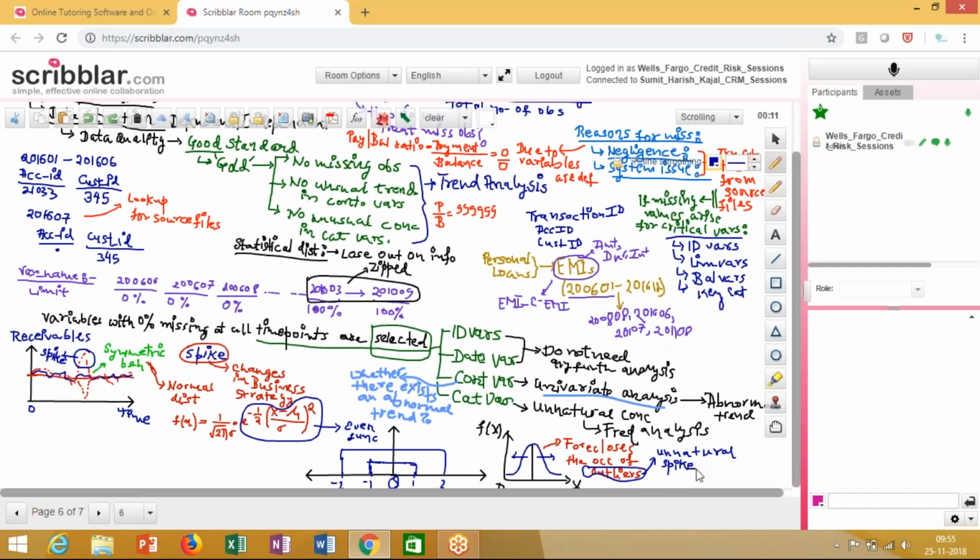So if I have any variable values lying beyond the limits of the normal distribution, then I'll say that's an unnatural spike, right? Is this logic clear? The normal distribution has limits, and if there are values which lie outside those limits, I'll say it's an unnatural spike. Just try to understand this logic. Okay, there should not be any problem. Great.